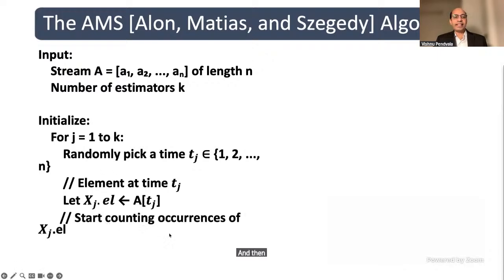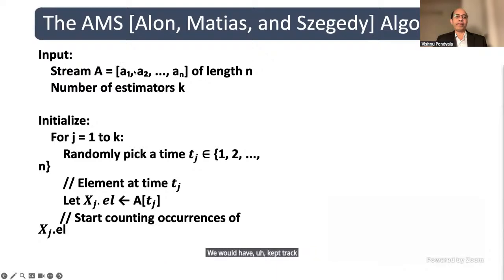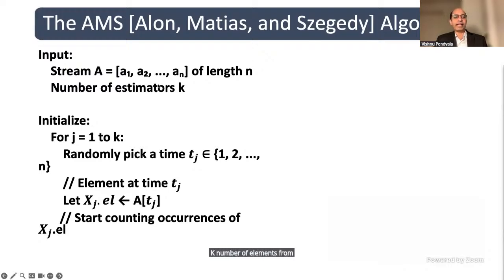And then we start counting the occurrences of that. So typically, what would we have done? We would have kept track of A1, A2, and so on, and then started counting the number of occurrences of A1, the number of occurrences of A2, and so on. But this algorithm says that you don't have to keep track of each element. Just choose k number of elements from the stream randomly, and then keep track of the counts for only those elements. That's what it says.